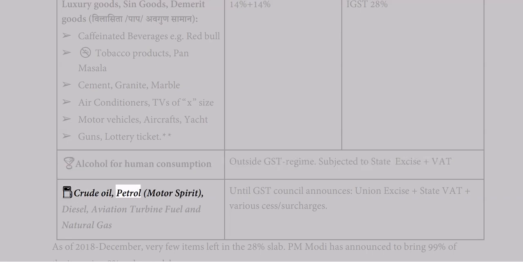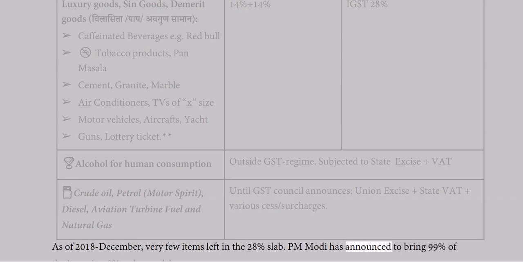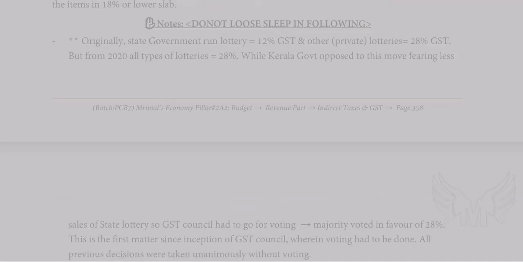Fuel: crude oil, petrol, motor spirit, diesel, aviation turbine fuel and natural gas, until the GST Council announces, are subject to union excise plus state VAT plus various cess and surcharges. As of 2018 December, very few items were left in the 28% slab. PM Modi has announced to bring 99% of the items into the 18% or lower slab. Do not lose sleep over the following. Originally, state government run lottery was 12% GST, and other private lotteries were 28% GST. But from 2020 all types of lotteries are 28%, while the Kerala government opposed this move, fearing less revenue.